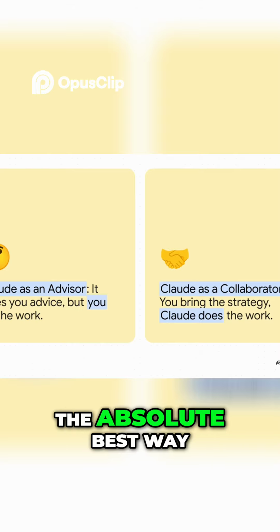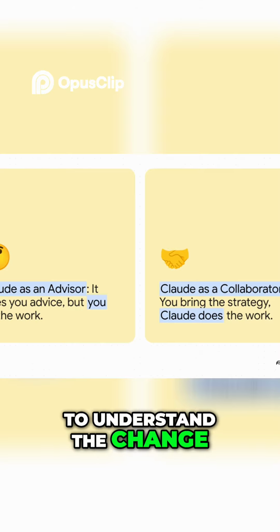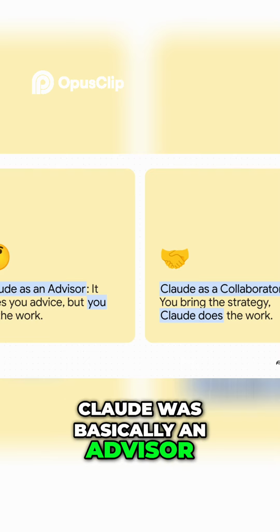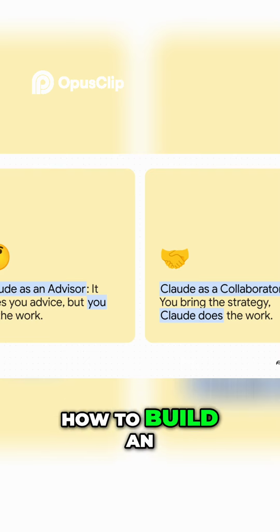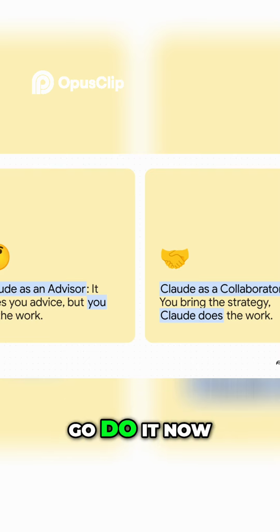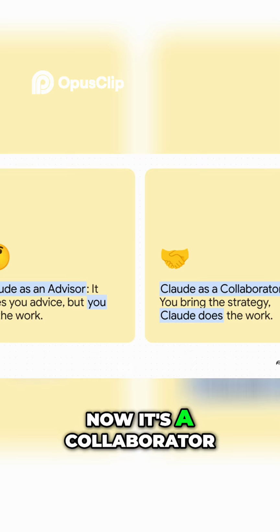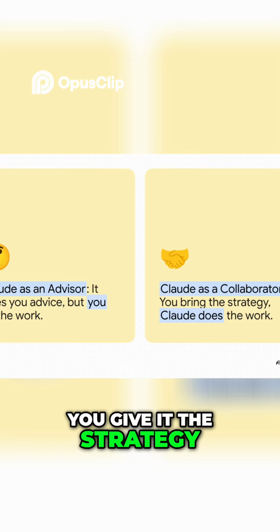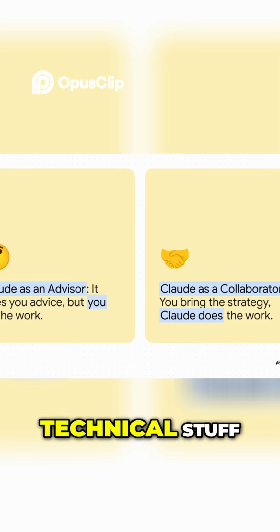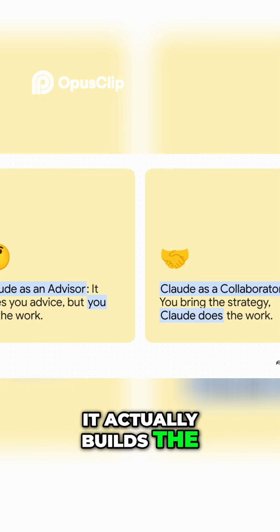I think this is the absolute best way to understand the change. Before, Claude was basically an advisor. It could tell you how to build an Excel formula, but you had to go do it. Now it's a collaborator. You give it the strategy, you tell it what you want, and Claude handles the technical stuff. It actually builds the file for you.